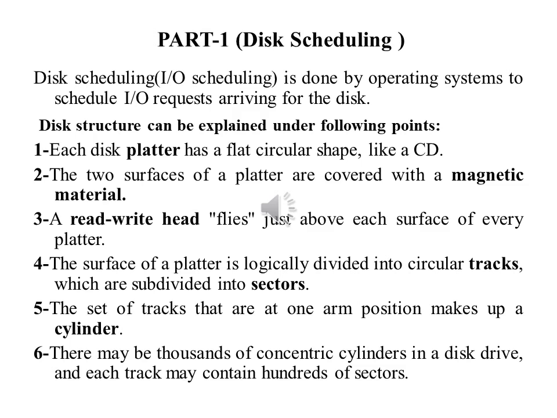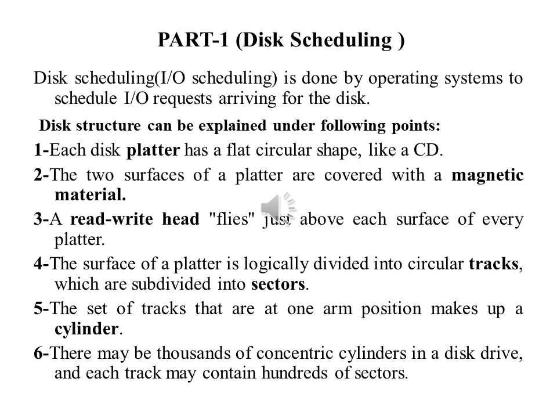What are these words? A platter has a flat circular shape like a CD. The second term is magnetic material: the two surfaces of a platter are covered with magnetic material. Third is a read-write head, which flies just above each surface of every platter. Means we have a read head and a write head, both of which function as the names show. The read head reads and the write head writes onto this magnetic material surface, which is called the platter.